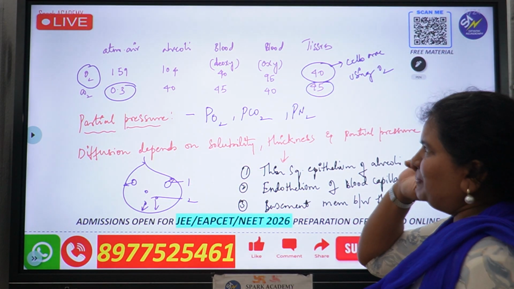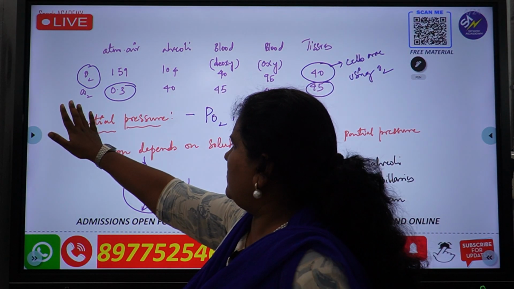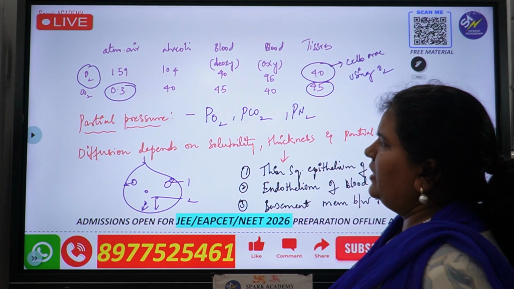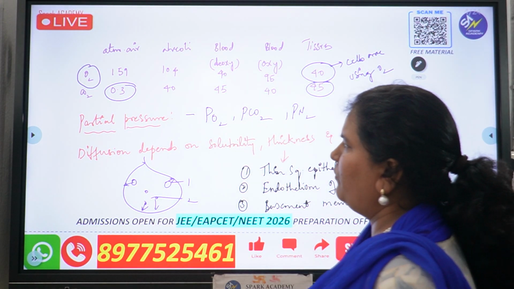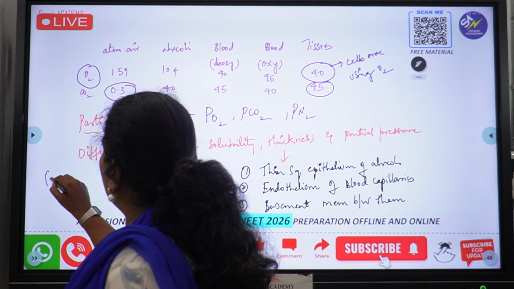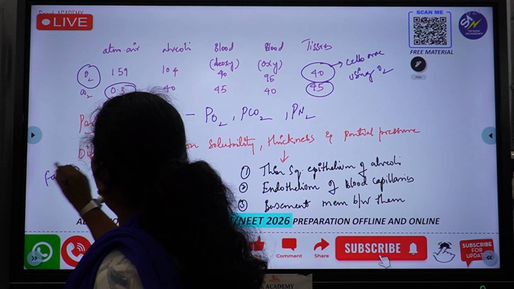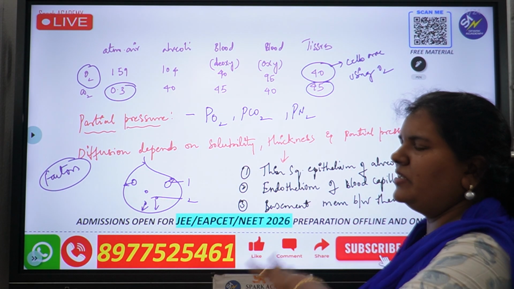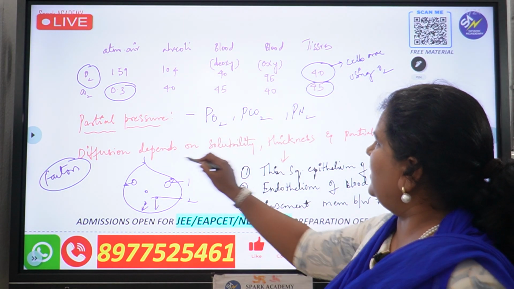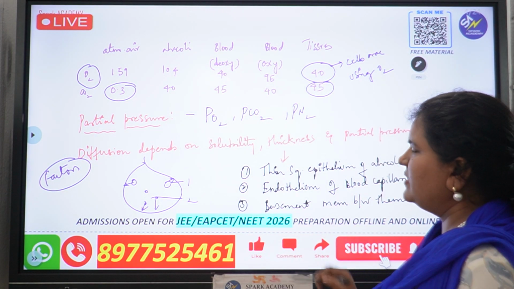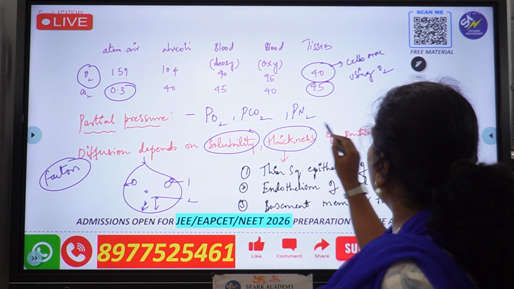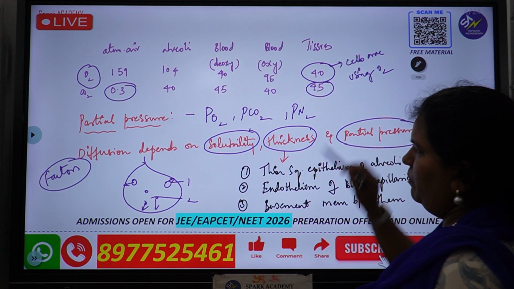Now let's see this entire process. When I'm saying it is all depending upon diffusion, what does diffusion depend upon? There are certain factors which are responsible. For 100% diffusion of oxygen and carbon dioxide, all these factors are important. What factors are important? One is solubility, the other is thickness, the other is partial pressure.